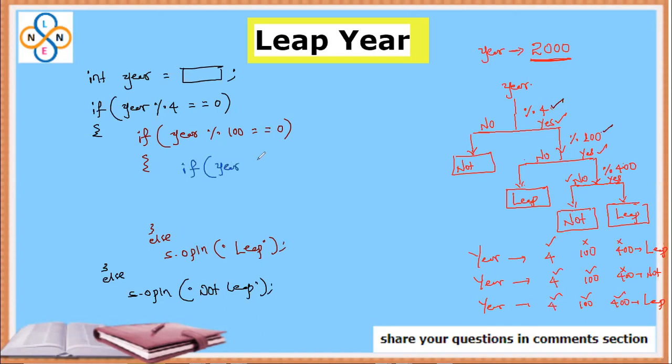If we check the year with 400 and the remainder is 0, then here we have one conclusion. Since it's a one-line statement, I'm not using curly braces. So print "It's a leap year". Then for 400, if it is no, then the corresponding else part is "It's not a leap year". So this is the simplest way of writing Java logic for leap year or not.